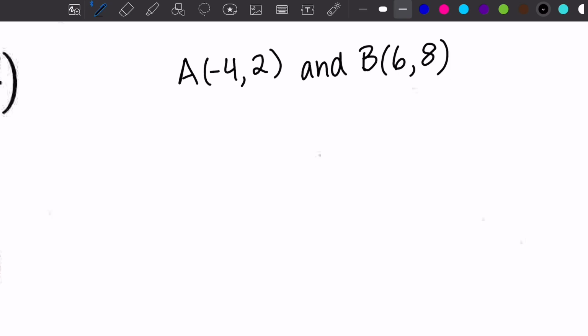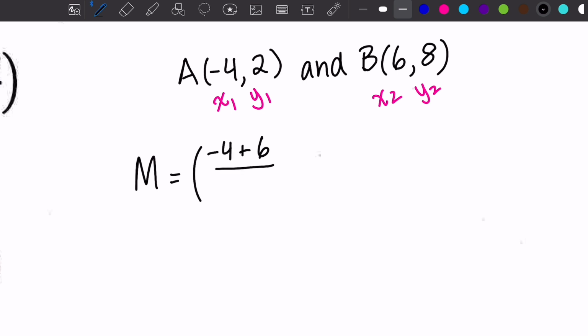Okay, so for those who are still writing, I'm going to catch up. I did the same thing where A is going to be my x1, y1, B is going to be my x2, y2. And I'm just plugging it in to my midpoint. So I'm going to do my x's added together. And as you can see, it doesn't matter which one goes first.